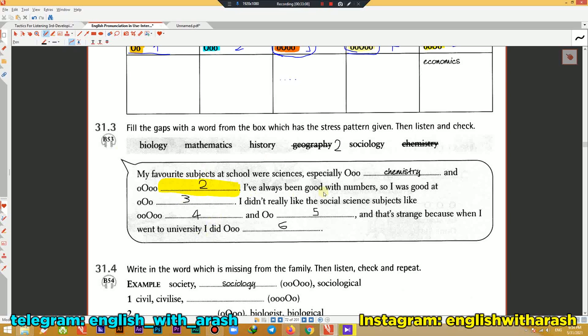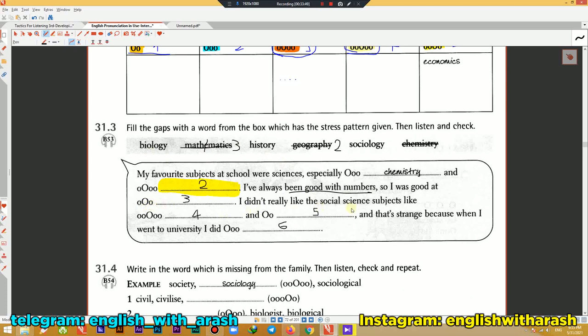So, I have always been good with numbers, so I was good at mathematics. This is about being good with numbers. And here this A is removed because they speak fast. They don't say mathematics, they say mathematics. Oh my god, I'm on 5%. I need to make it faster. So yeah, mathematics, because I'm good with numbers. I'll also get that from the meaning. So I was good at mathematics.